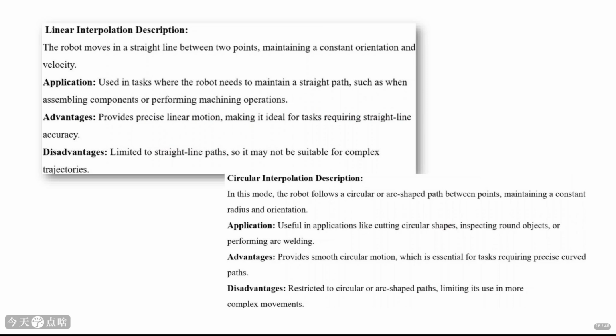Circular interpolation is used when the robot needs to follow a circular arc. This is useful for things like drilling holes in a circle or welding a curved surface. The robot maintains a constant radius and orientation along the arc. Both are fundamental building blocks for more complex paths.